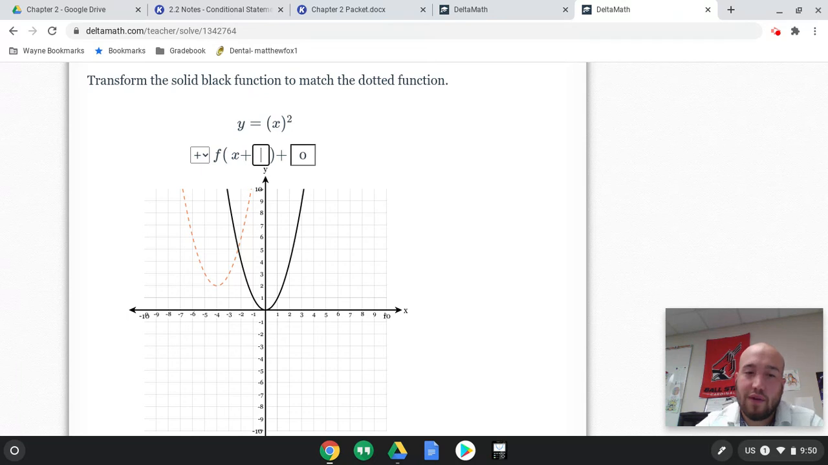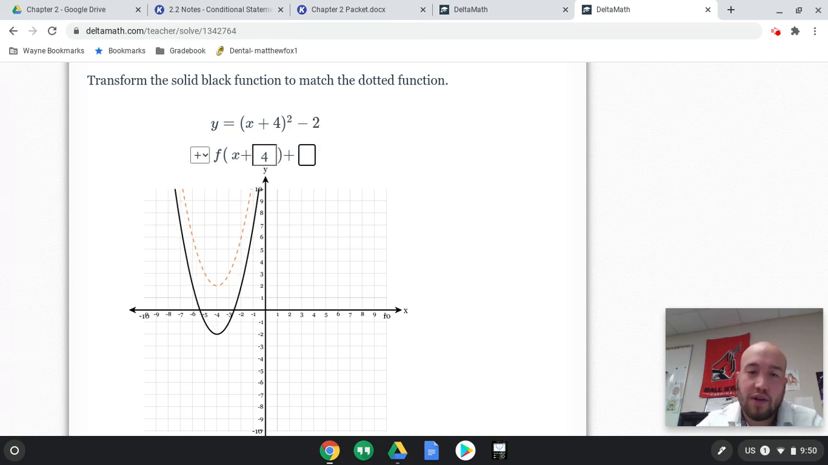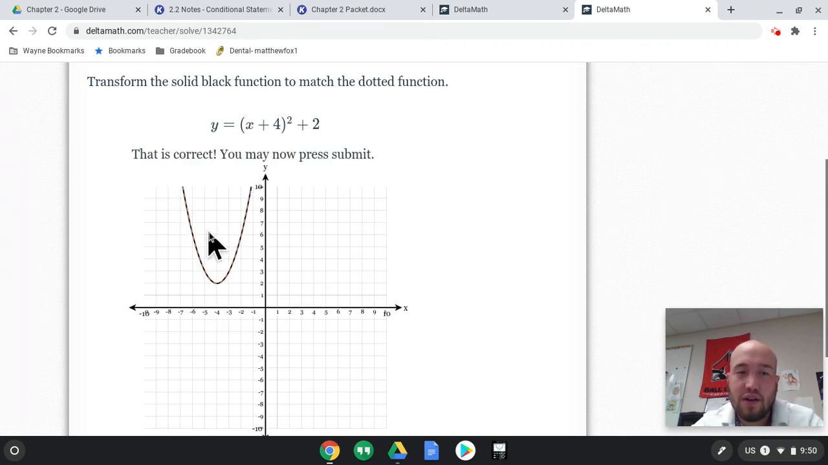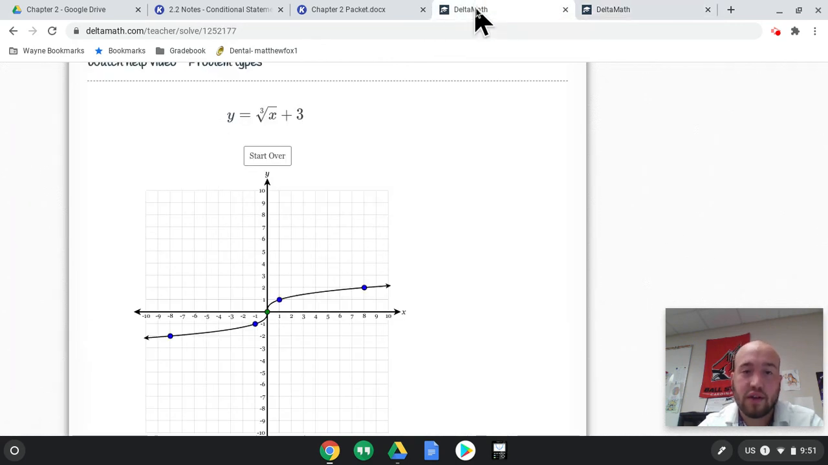So now, if I want to shift it to the left, I need to remember I need to have a positive. So like +3, I hit enter, it shifts over. I wasn't quite far enough. I got to change it to +4, and it shifts over. Now I want it to go up. Remember, if I go -2, it shifts down. So I want to go +2, and then it will shift up. And as you can see, it is now on. It says that is correct. You may now press submit, and you're done. Okay, so then you just submit your answer. Now, that's one type. You'll have to do about 5 of those, I think, or get 5 correct.